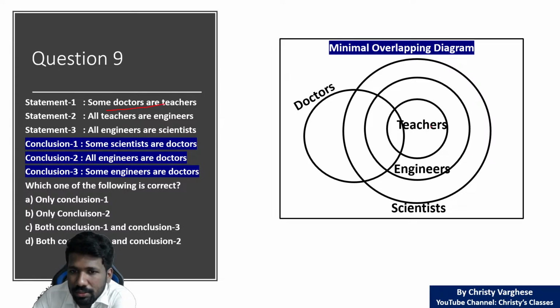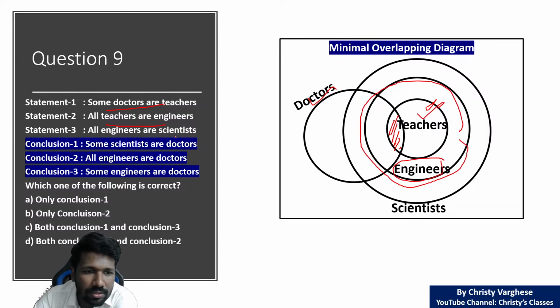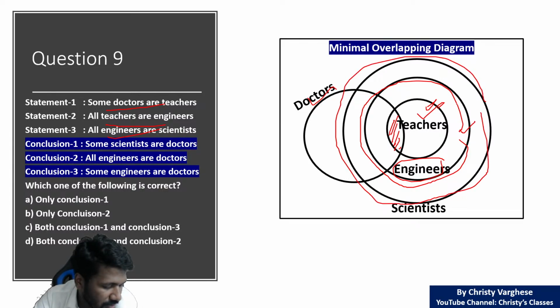Some doctors are teachers. So doctors and teachers should have an intersection like this. All teachers are engineers. So the teacher set should be a subset of the engineer set. All engineers are scientists. So the engineer set should be a subset of the scientist set. So is this diagram clear, all of you?